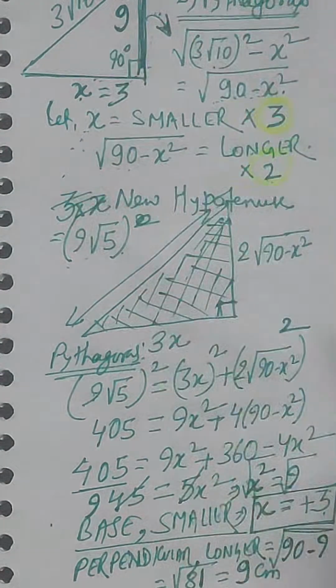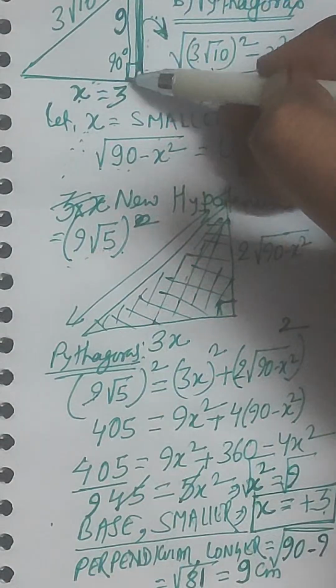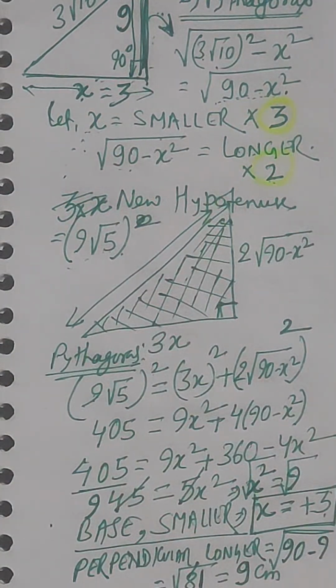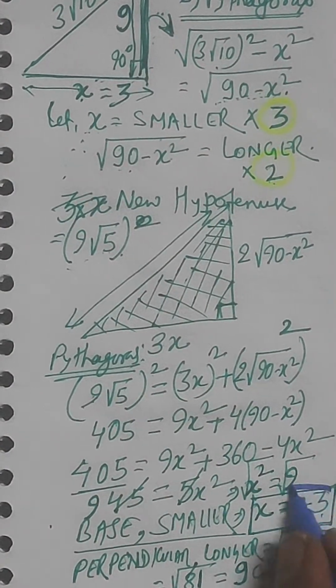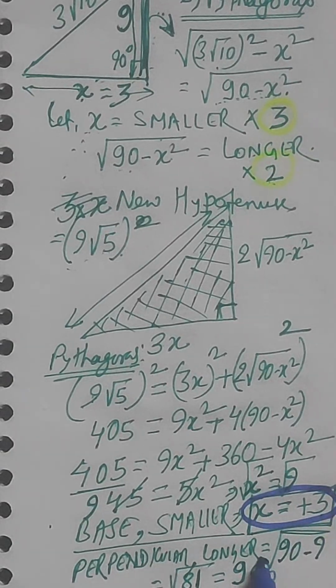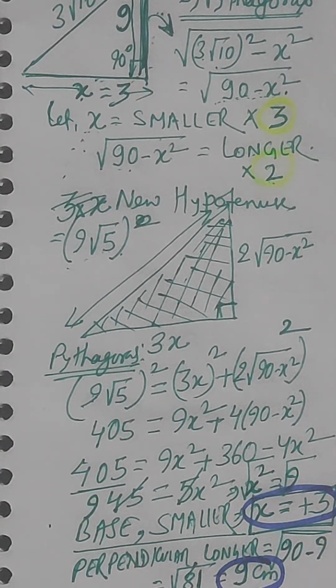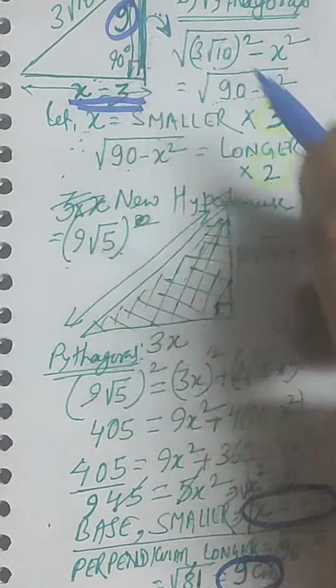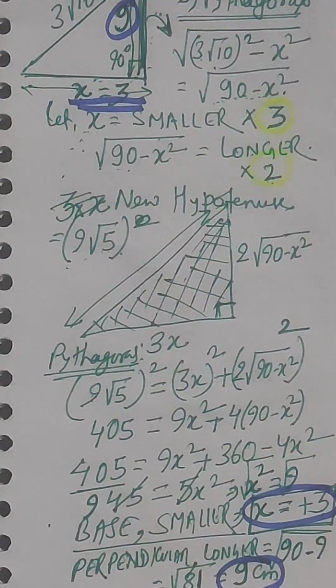This is 9, this is 9, and this is 3. So in this way we have solved this question, students. So our answers are: one side is x equal to 3 and another side is 9. So you can see 3 and 9.